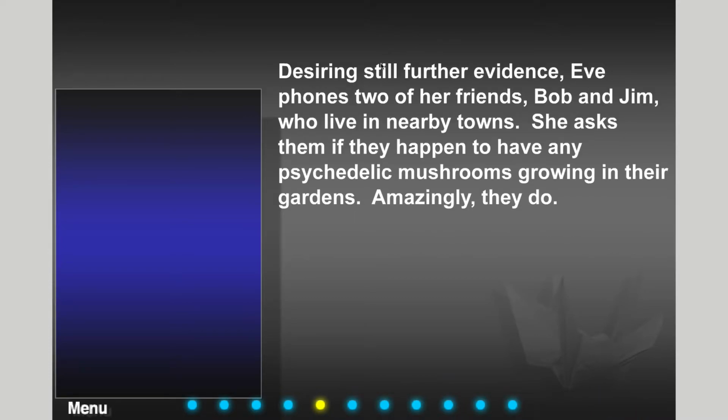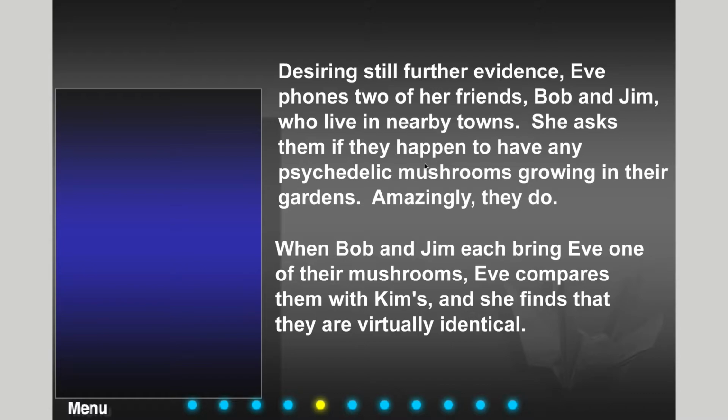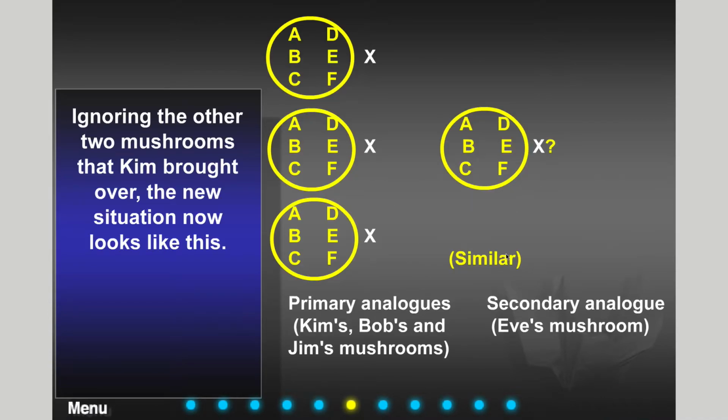So desiring still further evidence, Eve phones 2 of her friends, Bob and Jim, who live in nearby towns. She asks them if they happen to have any psychedelic mushrooms growing in their gardens. Amazingly, and this suggests what kind of friends Eve has, whether you consider that good or bad, and depending on the laws of your town, state, city, or whatever, when Bob and Jim each bring Eve one of their mushrooms, Eve compares them with Kim's and she finds that they are virtually identical. Now we're getting more of these analogs, right?